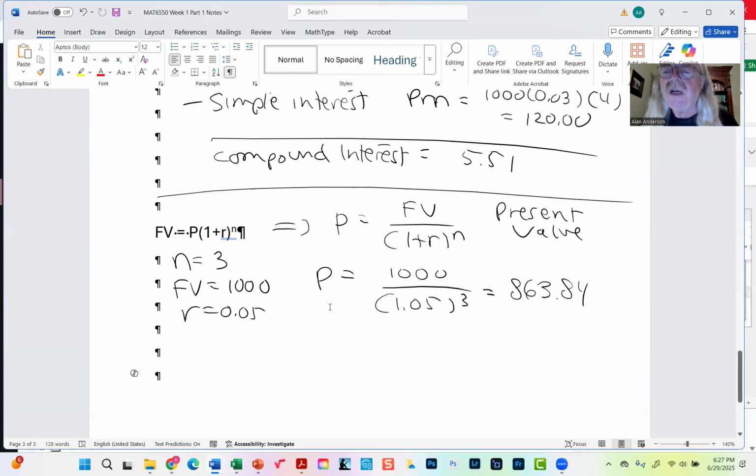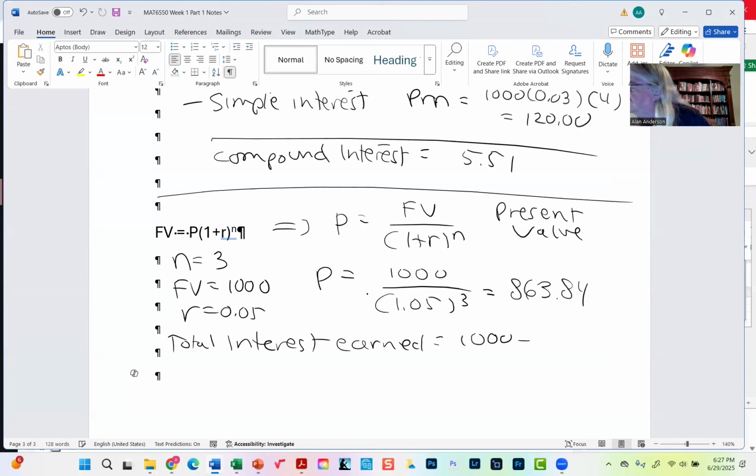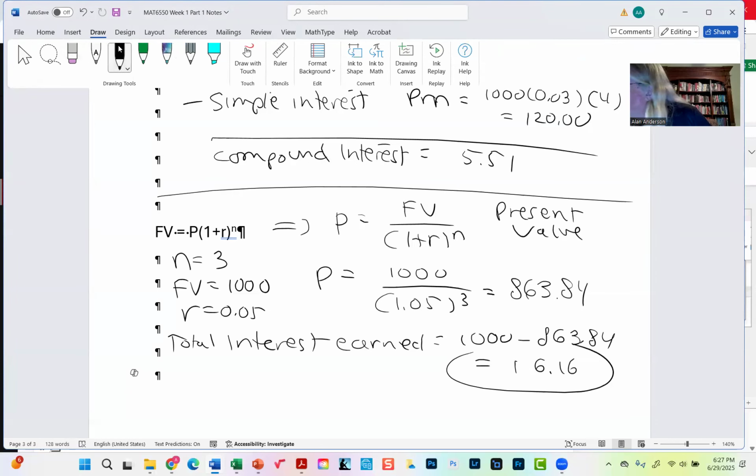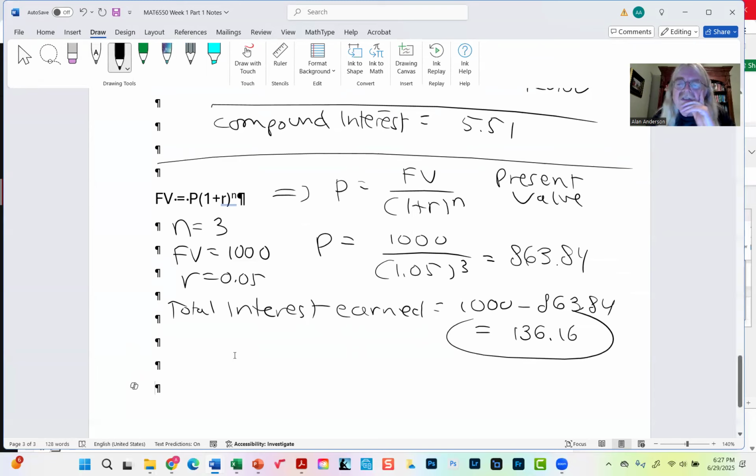So that implies that over the next 3 years, I will be earning interest equal to the difference between these two. And that's going to be 126.16. Nope, it's 136.16. That's what I get for doing it in my head, I tell you. Okay, so that means by saving, I'm earning 136.16 worth of interest to guarantee that I'll have my $1,000 in 3 years. Or think about it in terms of investments: having 863.84 now is equivalent to having $1,000 in 3 years.